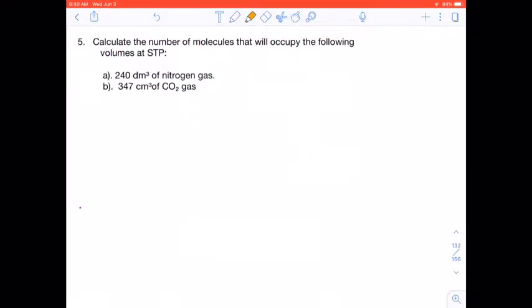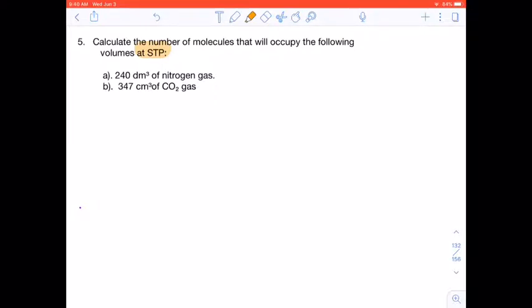Now let's look at this one. Calculate the number of molecules that will occupy the following volumes at STP. We've dealt with STP, standard temperature and pressure. That information is in your data sheet. Standard temperature is 273 K, and standard pressure is 1 atmosphere or 1.01 times 10 to the 5 pascals.